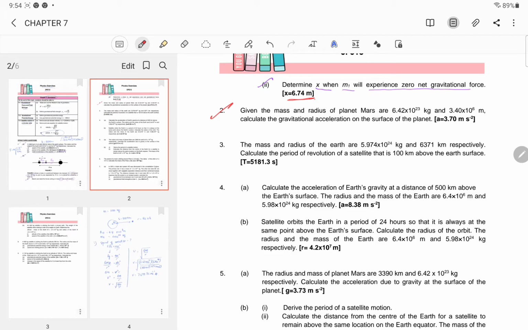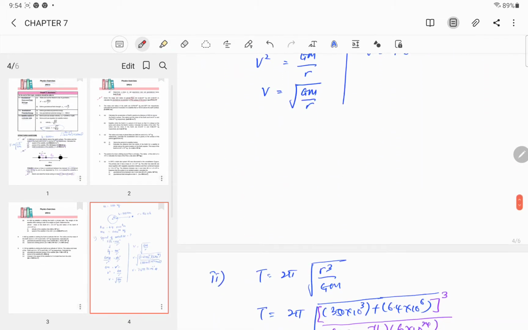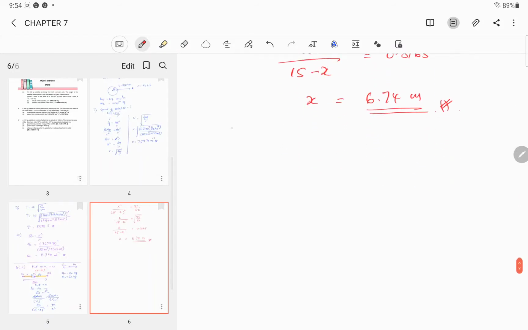Okay, soalan nombor 2. Given the mass and the radius of planet Mars are 6.42 times 10 power 23 kilogram and the radius of Mars is 3.4 times 10 power of 6 meters, calculate the gravitational acceleration on the surface of the planet. Okay, ingat, on the surface of the planet. So number 2, given that mass of Mars is 6.42 times 10 power of 23 kilogram and radius of Mars is 3.4 times 10 power of 6 meters.